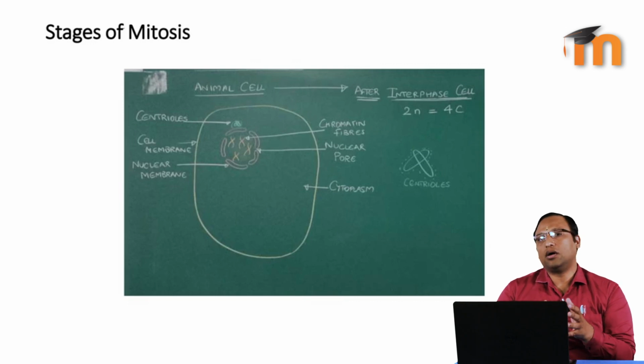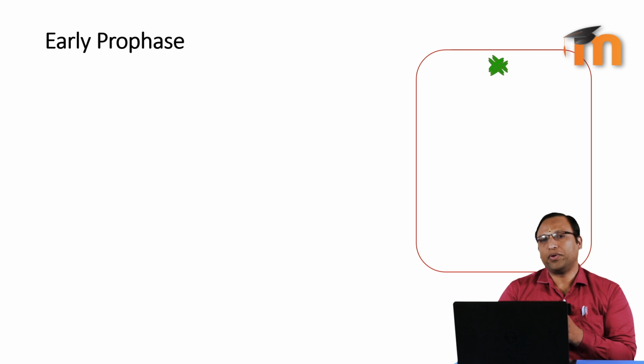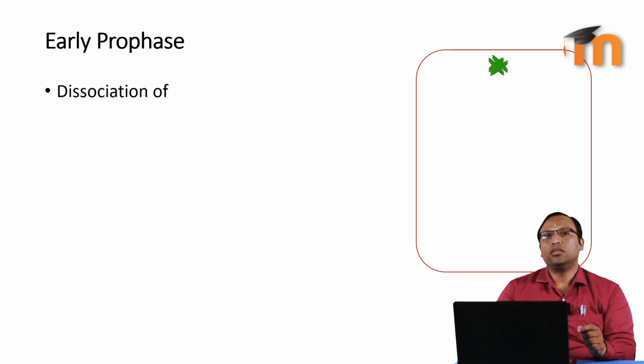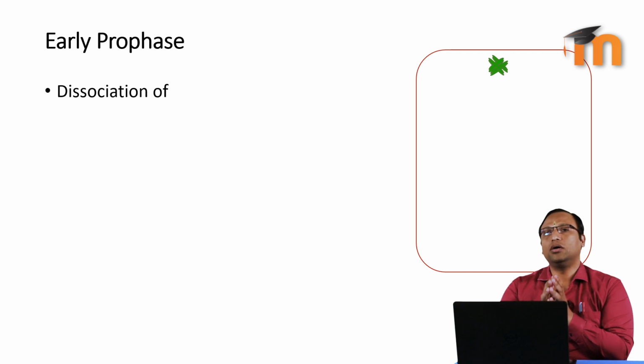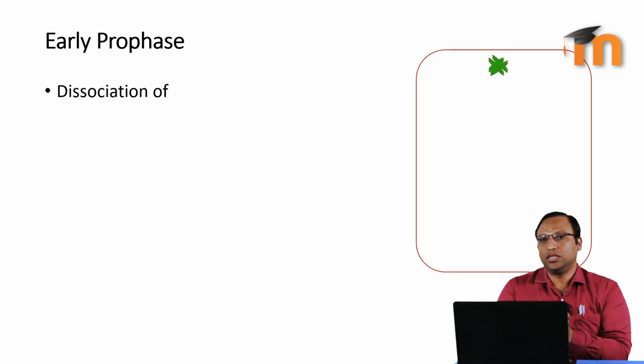So, let's see about the first phase in this, that is our prophase. In prophase, we have two stages: one is early prophase and the other is late prophase. In early prophase, as we have seen in the cell, the components or the organelles which are present here undergo dissociation.